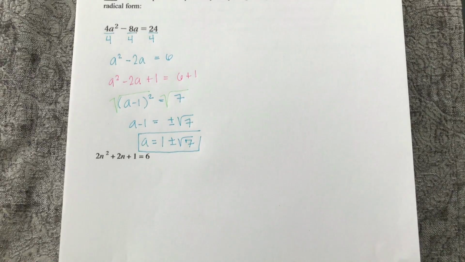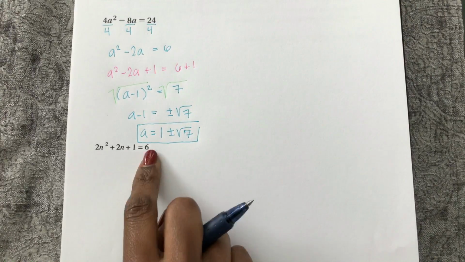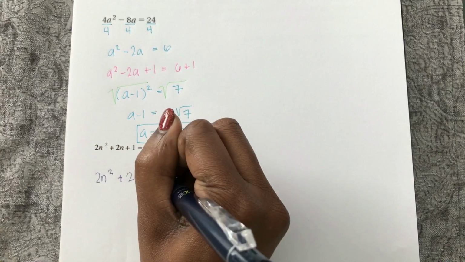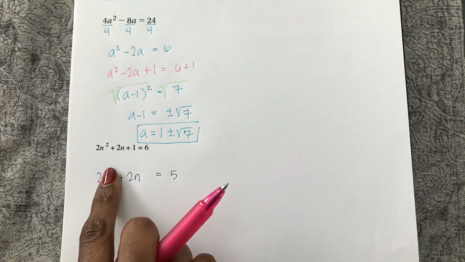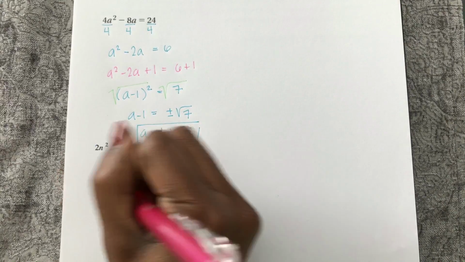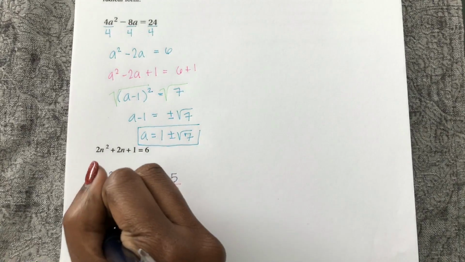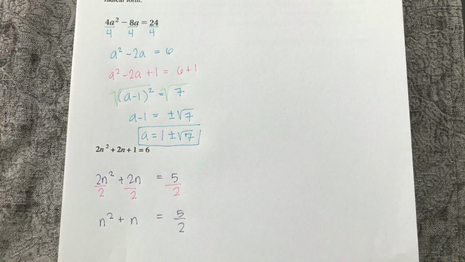So now in this next example, I'm going to start by moving my C term over. 2n squared plus 2n equals 5. Now remember, my n squared term needs to be 1, so I'm going to divide everything by 2. So now I have n squared plus n equals 5 over 2.